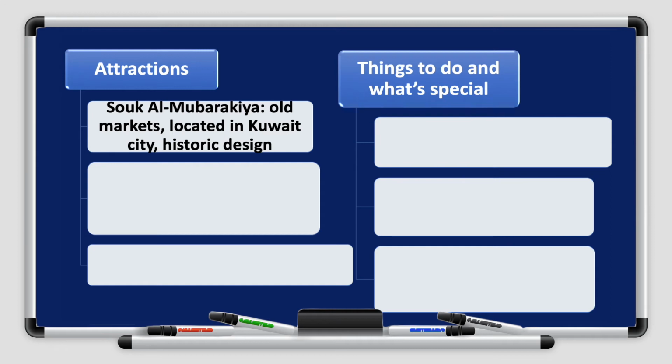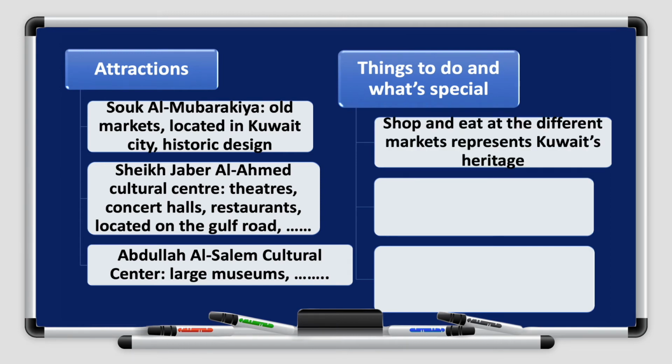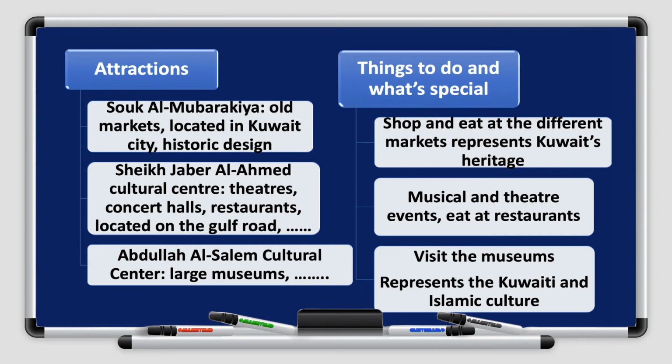Attractions. Souq Al-Mubarakiyya. You have old markets located in Kuwait City and historic design. Sheikh Jaber Al-Ahmed Cultural Center, theaters, concert halls, restaurants located on the Gulf Road. Abdullah Al-Salim Cultural Center, large museums. Now let's look at what's special about each and every attraction. Souq Al-Mubarakiyya, you shop and eat at the different markets, represents Kuwait's heritage. Jaber Al-Ahmed Cultural Center, musical and theater events and eat at restaurants. Abdullah Al-Salim Cultural Center, visit the museums and represents the Kuwaiti and Islamic culture.